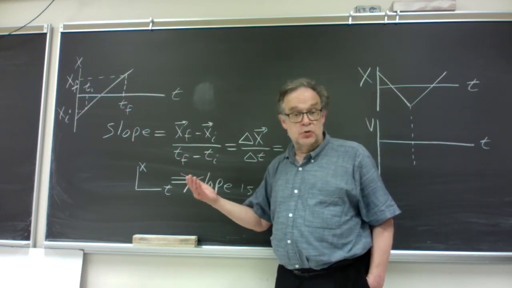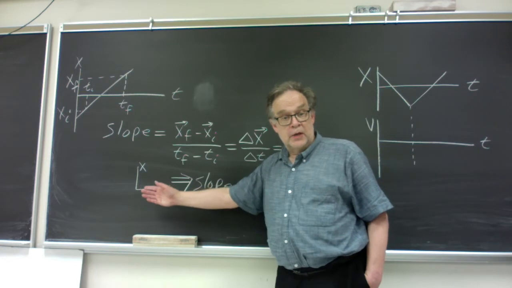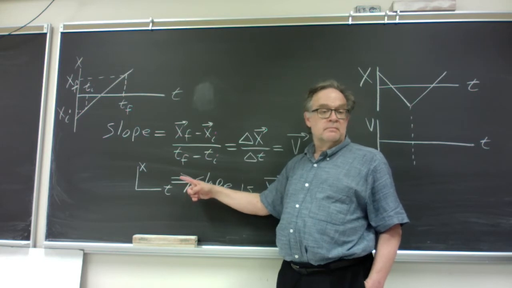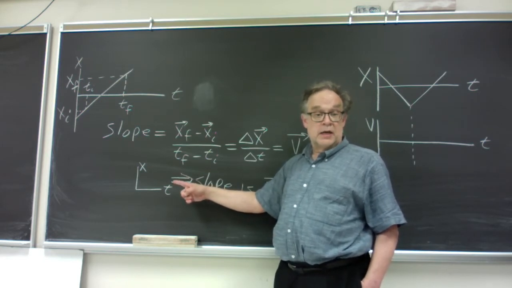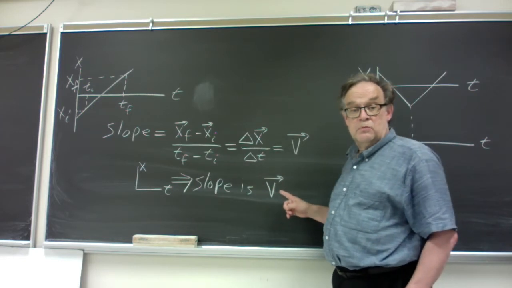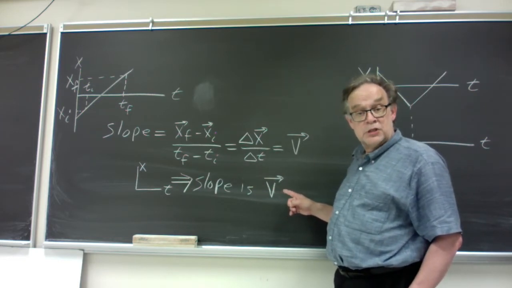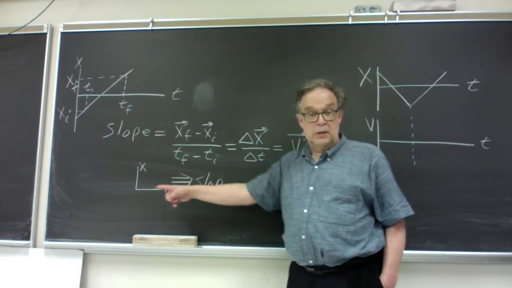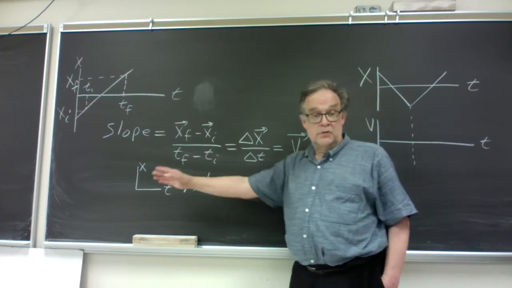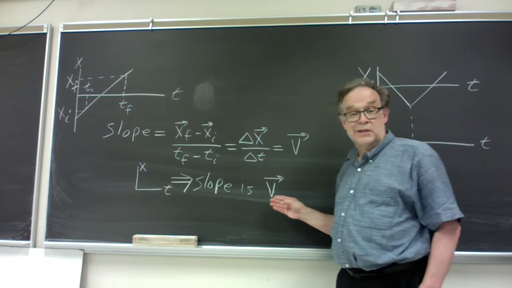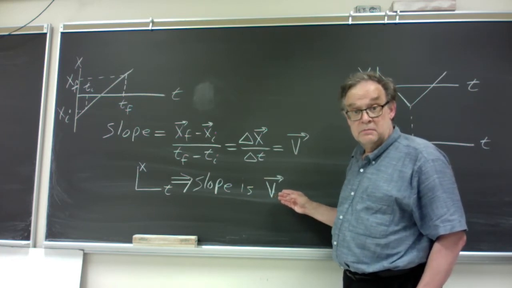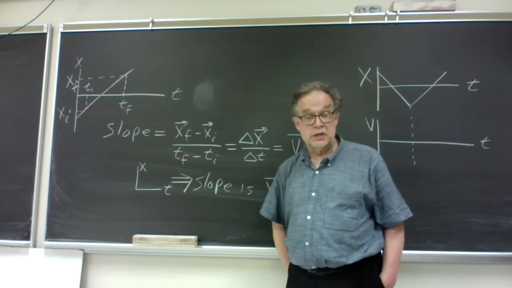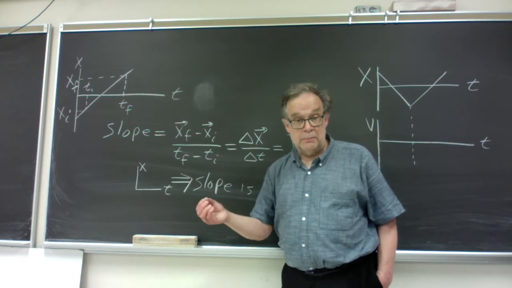Put that idea into a slogan that's easy to remember, and we have this. In any graph of position versus time, the slope is the velocity. Slope is velocity. This symbol here just means this thing implies this thing. That is, if the thing to the left of the arrow is true, then the thing to the right of the arrow must also be true. Slope is velocity in a position versus time graph. So let's look at a couple examples of that.